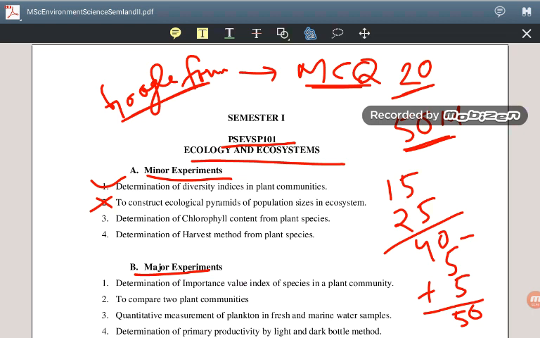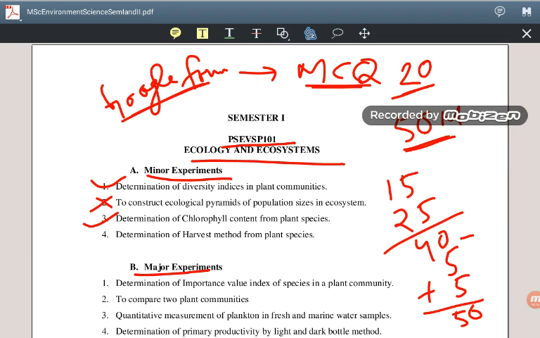Next is determination of chlorophyll content from the plant species. I hope this experiment is already discussed. Determination of harvest method from the plant species. This experiment is left. I hope we have already discussed the determination of harvest method from the plant species, but still if you want, I am going to repeat it once again.